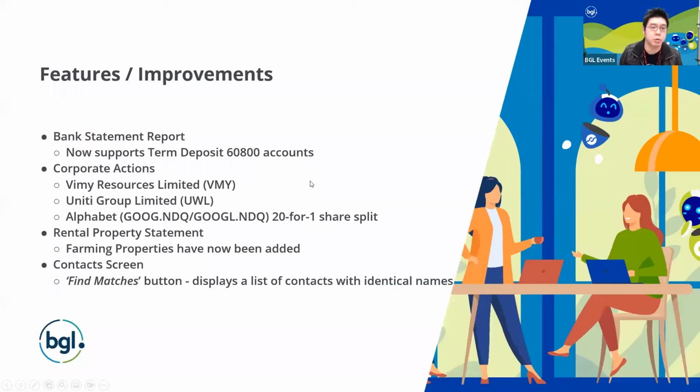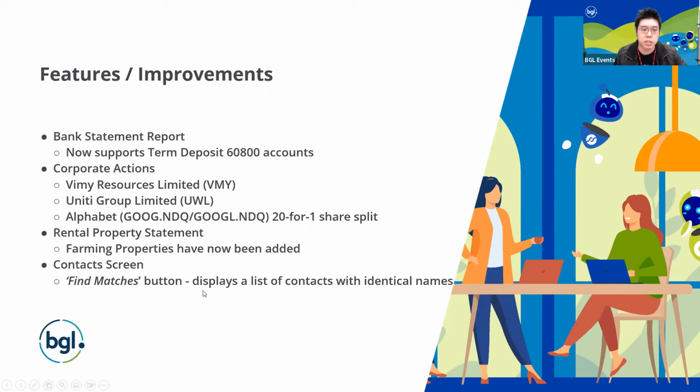Some corporate actions that we've done are VME Resources Limited and Unity Group. I believe they were merger corporate actions, so that's now added. We've also added the foreign corporate action for Alphabet, which is the parent company for Google, and there was a 20-for-1 share split. So that's now available in there as well. Rental property statement, farming properties have now been added. And the last one we have here is the contact screen, where we've added the Find Matches button.